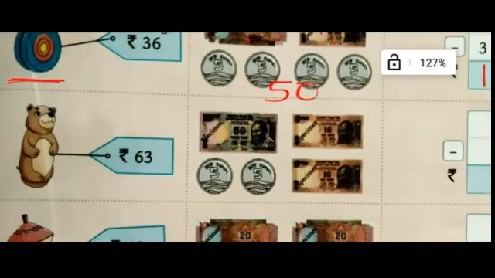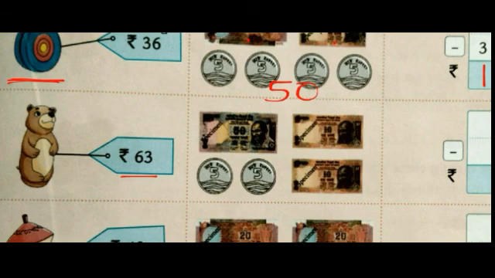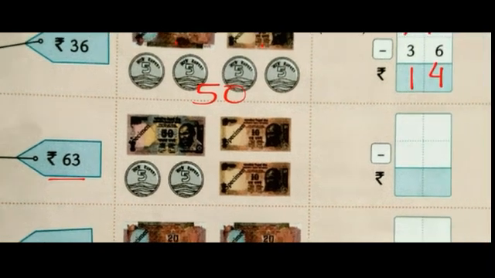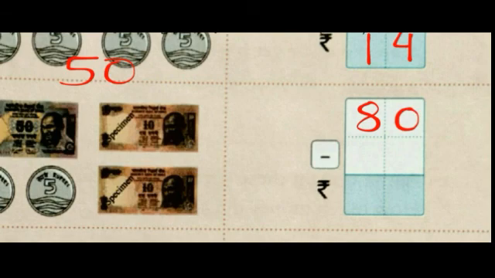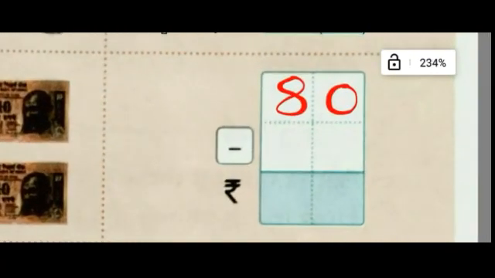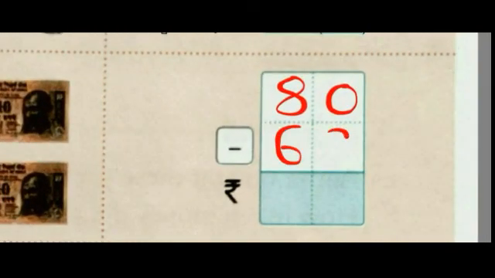Here the toy is for, cost of the toy is 63 rupees. And what you gave to the shopkeeper? 50, 60, 70, 80 rupees. You gave the shopkeeper 80 rupees. Let's see how much will be your change. From the bigger number, that is whatever you gave the shopkeeper, we have to subtract the cost of the toy. 63. Let's do it.